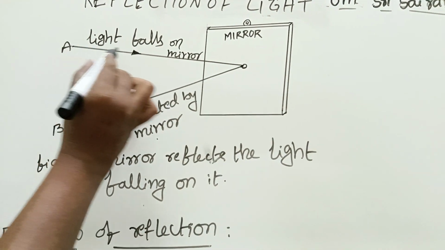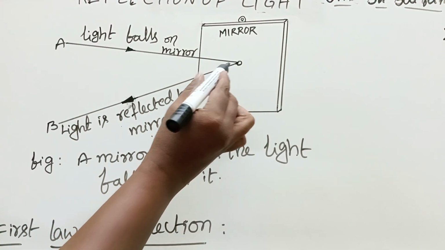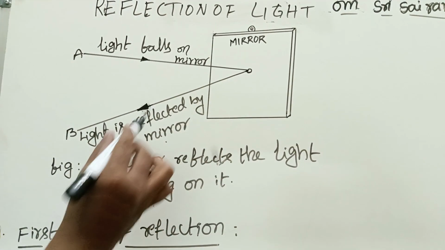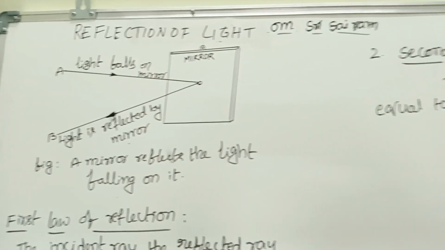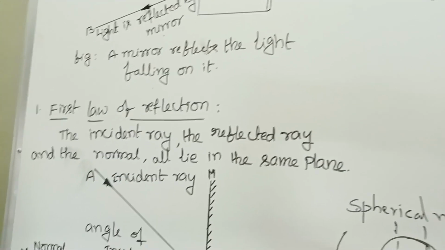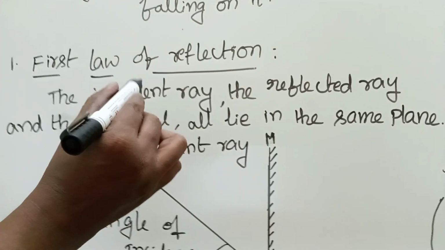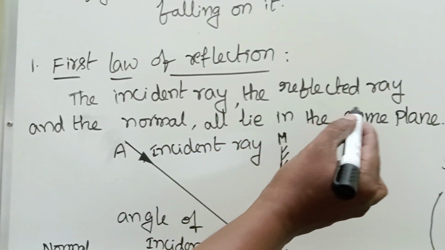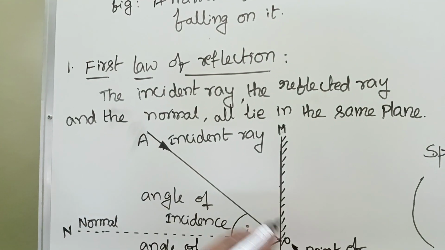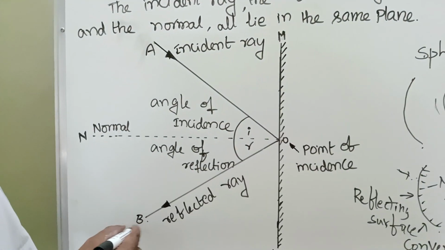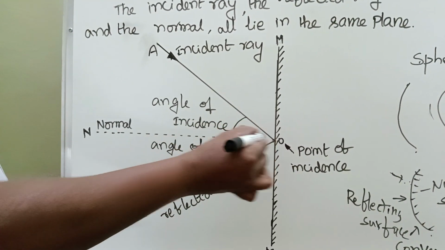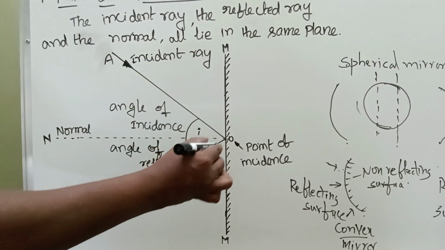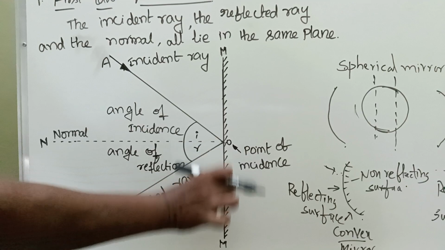For example, this is the incident ray, the light falling on the mirror, and the bouncing of the ray is called the reflected ray. Now, coming to the laws of reflection. First law of reflection: the incident ray, the reflected ray and the normal all lie in the same plane. This is the incident ray, this is the reflected ray, and this is the normal, which is at 90 degrees to the mirror.